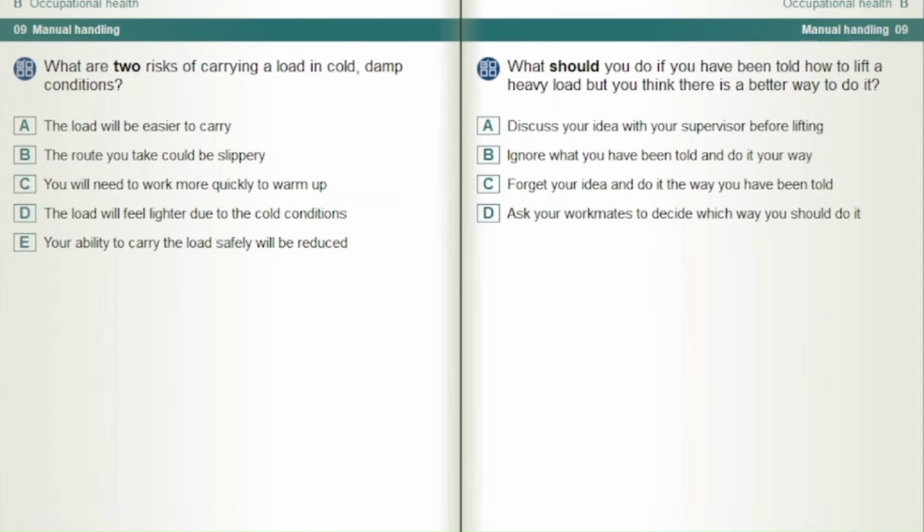What should you do if you have been told how to lift a heavy load, but you think there is a better way to do it? Discuss your idea with your supervisor before lifting. Ignore what you have been told and do it your way. Forget your idea and do it the way you have been told. Ask your workmates to decide which way you should do it.